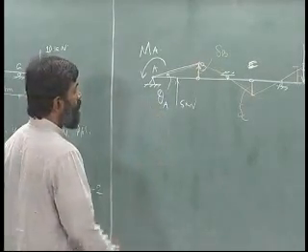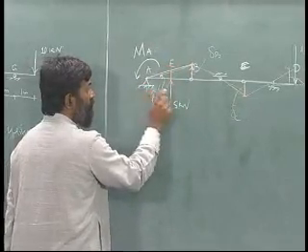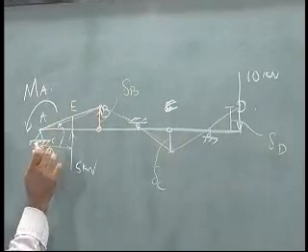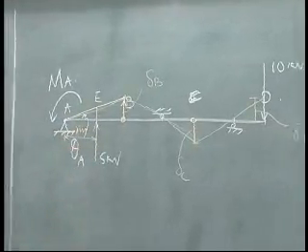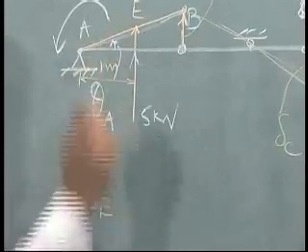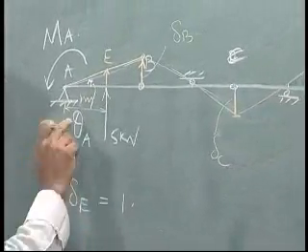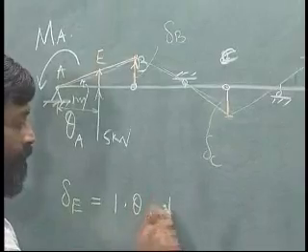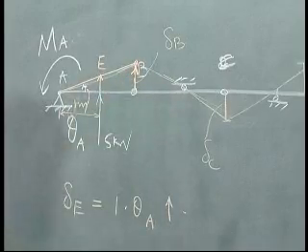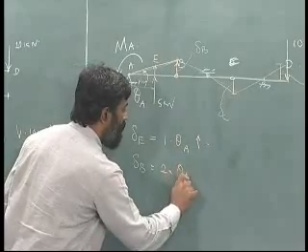All right. At E, the distance from that support A to E is 1 meter, and therefore, delta E, is it upward? The answer is yes. The delta E is equal to 1 meter times theta A, upward. Okay. What is delta B? Delta B equals 2 meters times theta A, again upward.